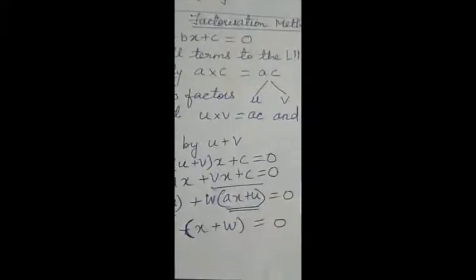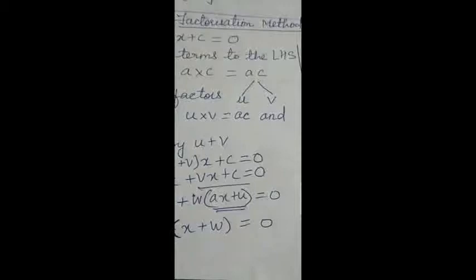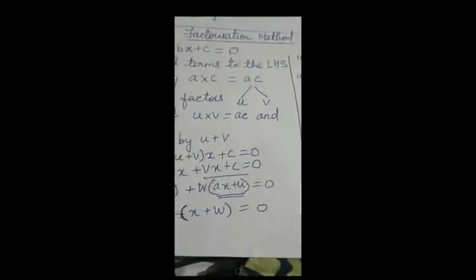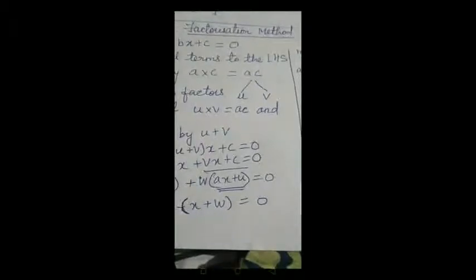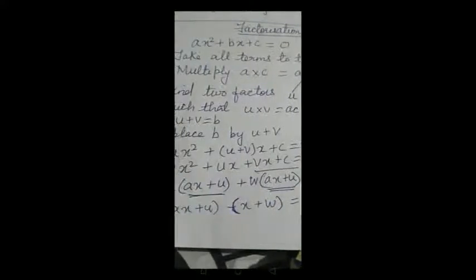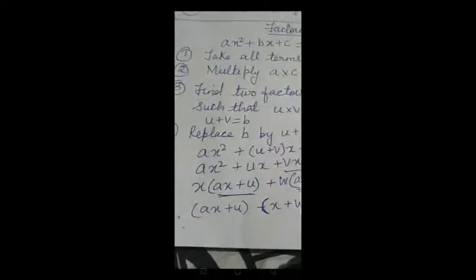Good evening, students. Today we will see the factorization method of solving the quadratic equation. Now the general form of a quadratic equation is ax square plus bx plus c equal to 0. Now we have to find the roots of this quadratic equation. So the first method is the factorization method. Let us see what this is.